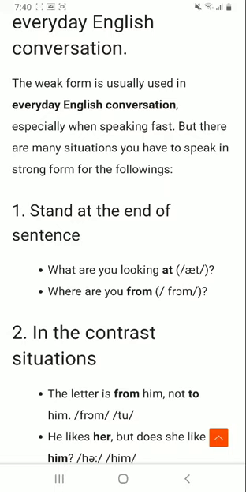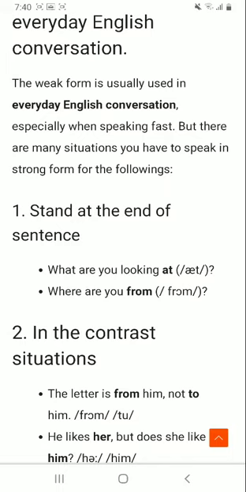What are you looking at? What are you looking at? So it is pronounced very strong. Again I'll repeat, when a sentence ends, there will be a strong form in the word.